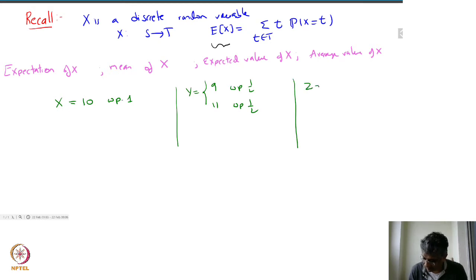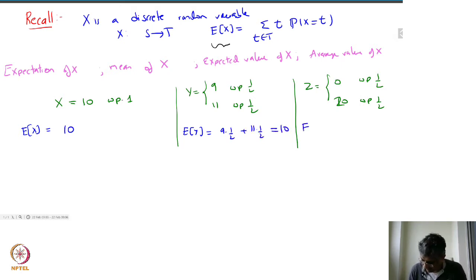And let's take another random variable Z, which takes the value 0 with probability half, and 20 with probability half. Then let's compute E of X. X is a constant random variable, so E of X is just 10. What's E of Y? E of Y is 9 times a half plus 11 times a half. That's again going to be 10. And E of Z is also 0 times a half plus 20 times a half. That's also going to be 10.